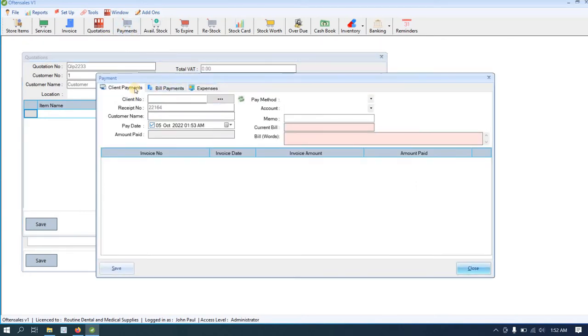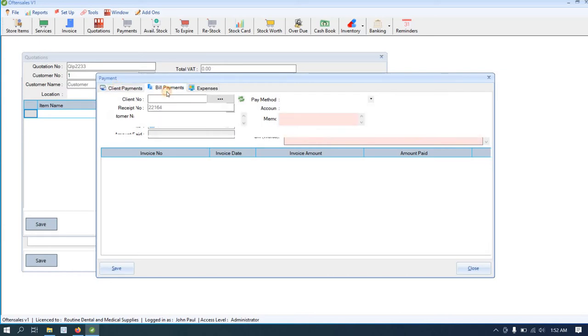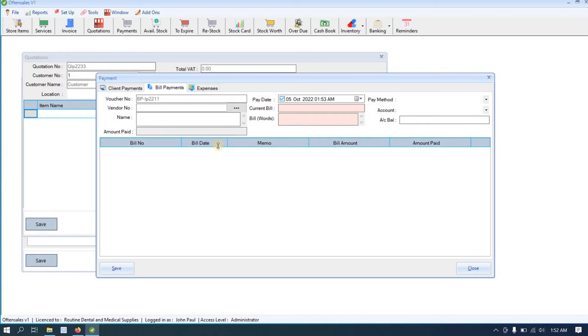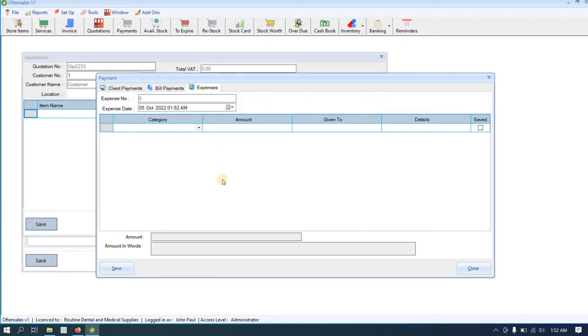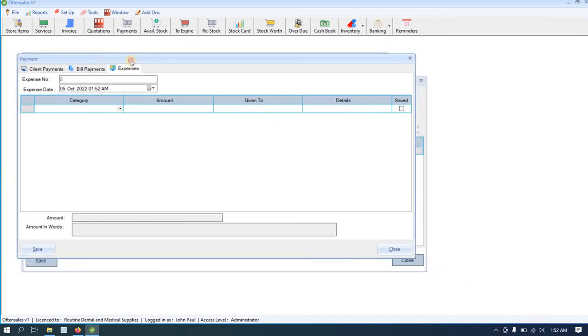And payments is where we receive payments from our clients. Our clients pay under client payments. And bill payments is us paying our suppliers. Then expenses is basically capturing the few transactions we've made that require money.